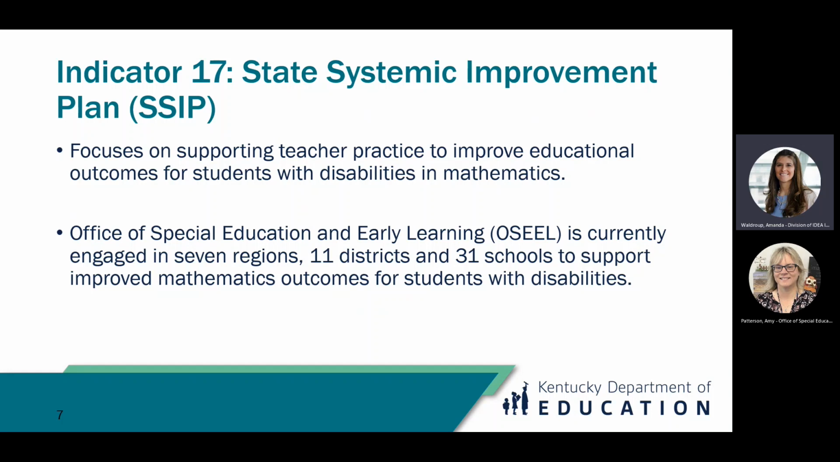As part of the SSIP work, the Office of Special Education and Early Learning, or OSEAL, is currently engaged with 11 districts and 31 schools to improve educational outcomes for students with disabilities in mathematics.